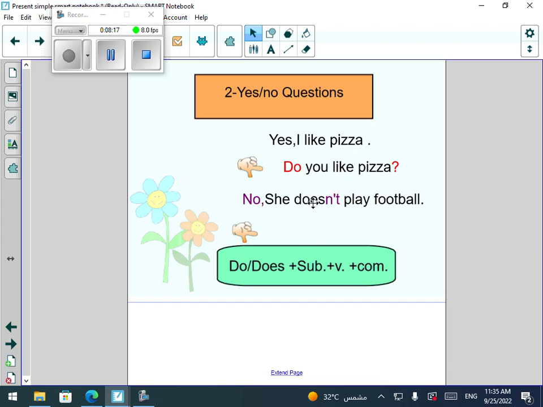No, she doesn't play football. I'm gonna cancel no. I'm gonna cancel as well not. I will start because it is a yes or no question. I will start with does she play football? Does she play football? Excellent. So in the yes or no question, we start with do or does plus subject plus verb in infinitive. Okay.